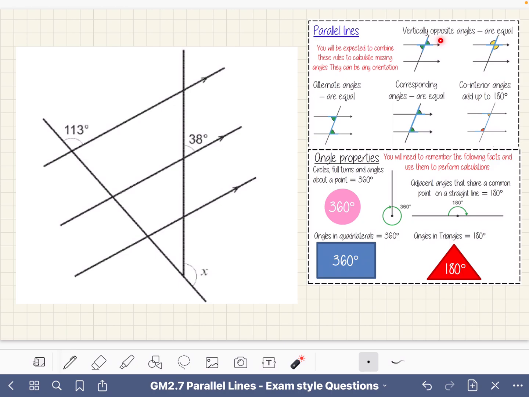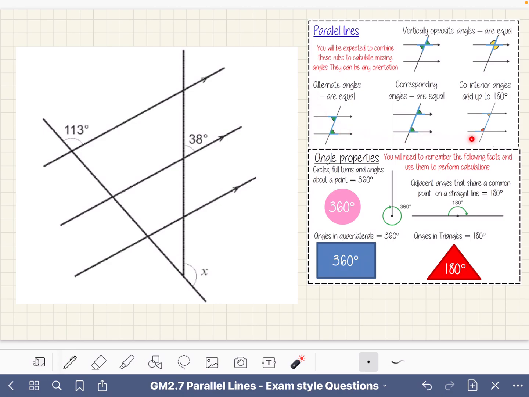Where we've got X-type shapes, we have vertically opposite angles are equal to each other. Where we have Z-type shapes, we have alternate angles are equal to each other. Where we have F-type shapes, we have corresponding angles are equal. And where we have a C-type shape, we have co-interior angles add up to 180 degrees.